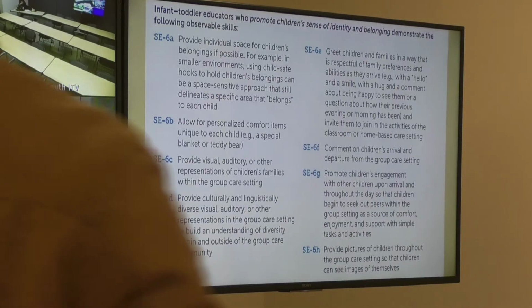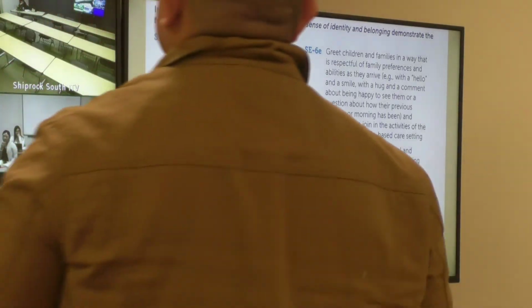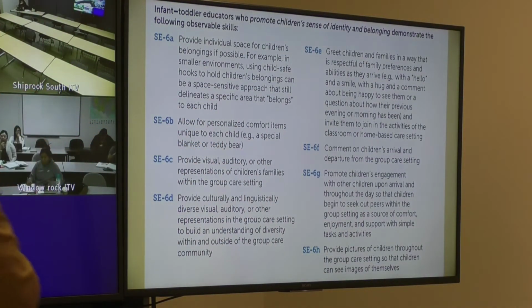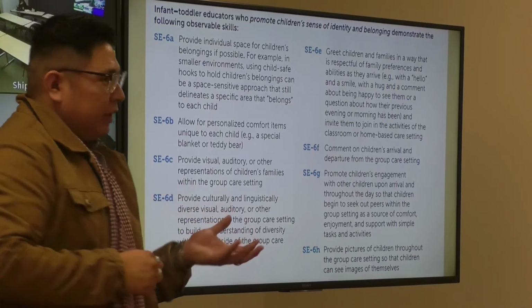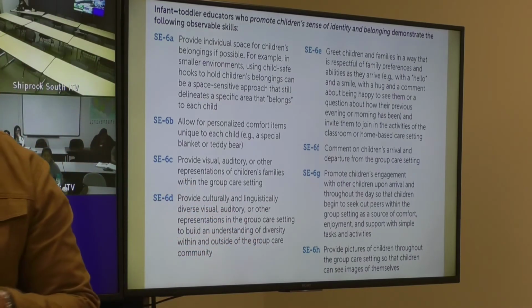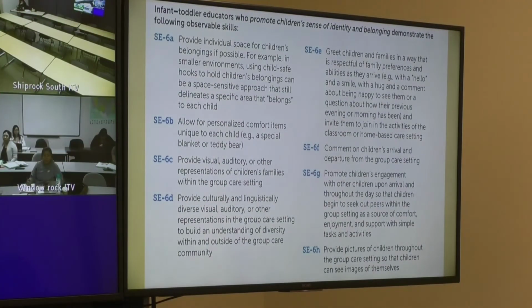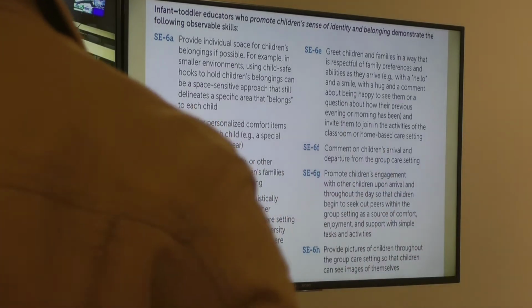Promoting children's sense of identity and belonging. Provide individual space for children's belonging if possible. Allow for personalized comforts. Again, you have a lot of children who are coming through saying, this is mine, and within that, this is my comfort. They have their favorite blankie, everything else. But a lot of times, we're looking at saying, no, I'm going to take this away from you right now, and the child is not ready for that. Again, that's one of the things you're looking at. De-escalation, so you're trying to make sure that you're minimizing the level of stress that the child may be having.